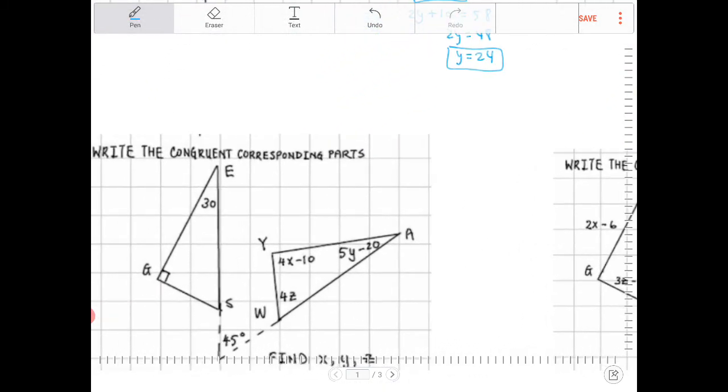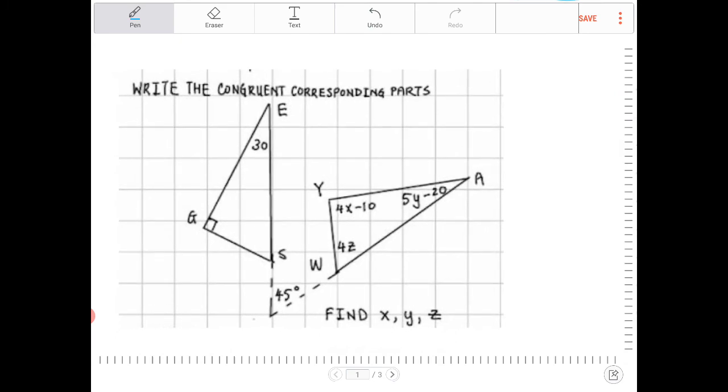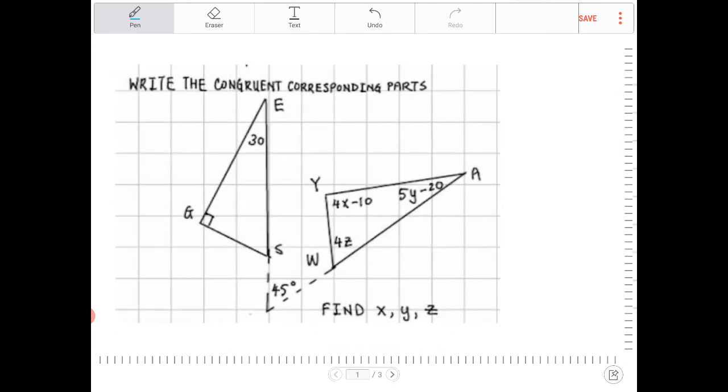Alright, moving on. This is again another rotation. So here I can see that GES will be congruent to, again it's a rotation, YAW.